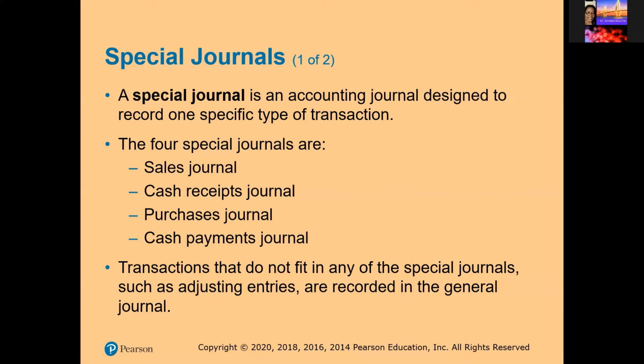The four special journals are the sales journal for sales on account, cash receipts journal for cash receipts, purchases journal for purchases on account, and cash payments journal for cash payments. A general journal is used to record all other transactions, including adjusting entries.